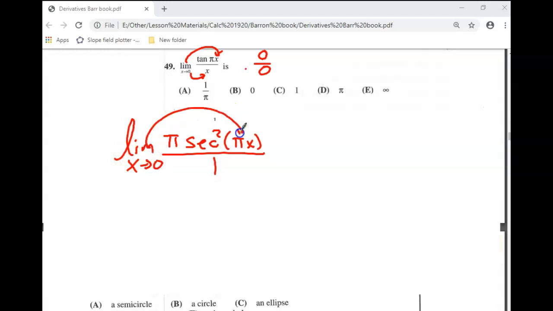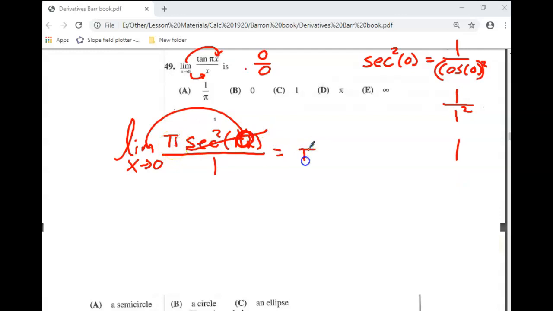So plug in 0. Now, secant of 0. So basically, if I plug in 0, you guys agree that's just going to be 0, right? So how the heck do we find that out? Well, secant squared of 0 is the same thing as 1 over cosine of 0 squared, right? Cosine of 0 is 1, and 1 squared is 1, so the answer is 1. And so this whole thing becomes 1. So you have pi times 1 over 1, which is just pi. All right.